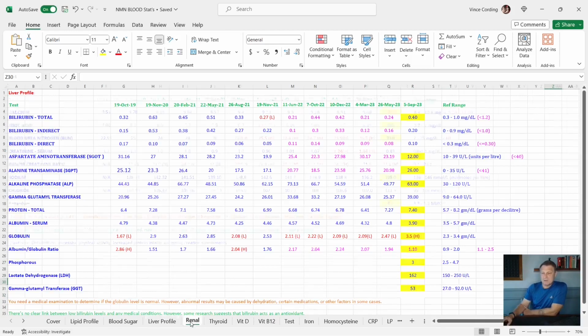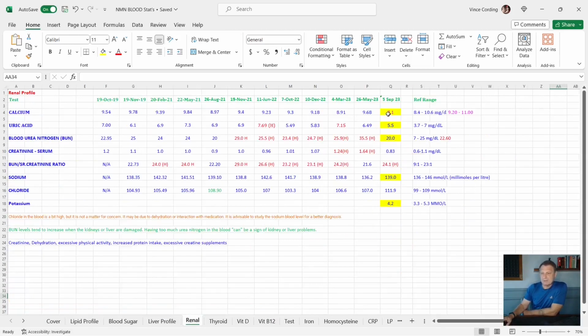So let's move on to my renal profile. Apart from one, all of these are well within reference range, so I'm happy with that. Now, my BUN, my blood urea nitrogen, and my creatinine serum ratio, the reference range is 9.1 to 23.1.